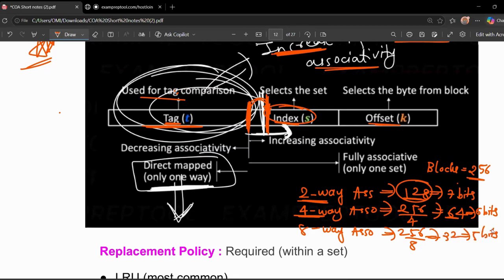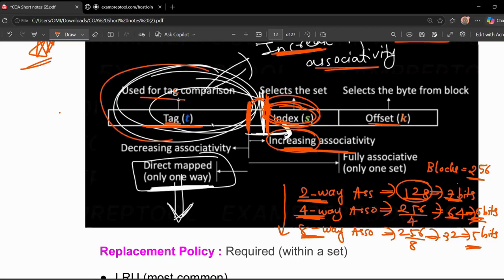So see clearly, if you increase the associativity, two-way, then four-way, then eight-way, what will happen? The index bits decrease. The index bits keep on decreasing. So similarly, the tag bits will increase. Yes or no? The tag bits will increase.